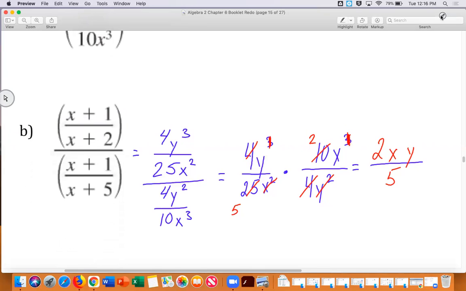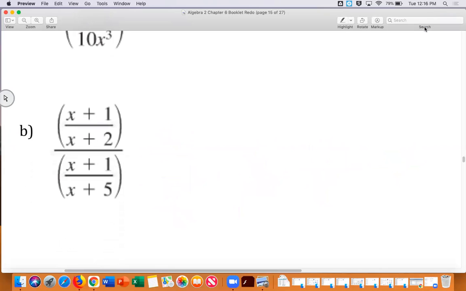Does this one look harder? Does it? No, it's very easy, right? All right, see if you guys can do this one. All right. See what you got.